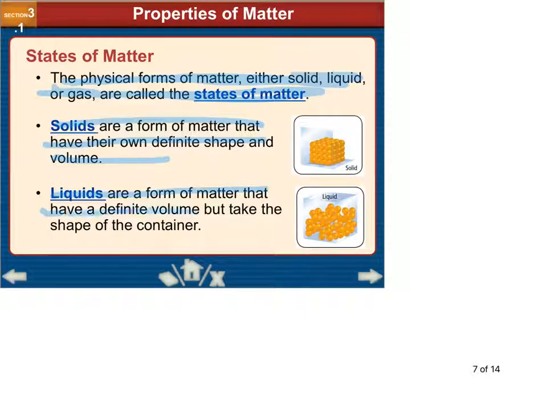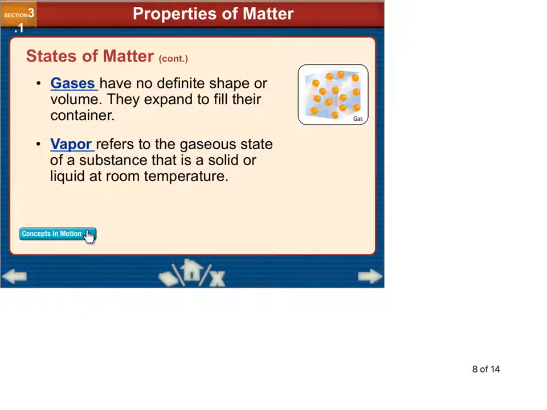Liquids: definite volume, but the shape of the container. And then there's a couple pictures illustrating what they look like. Here's the gas: no definite shape or volume, they expand to fill their container. So particles spread out a lot.